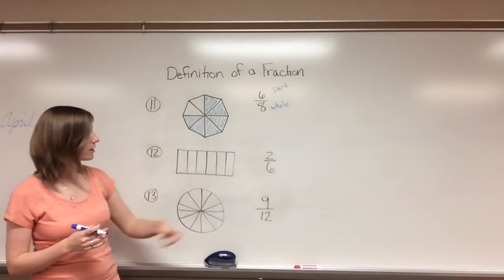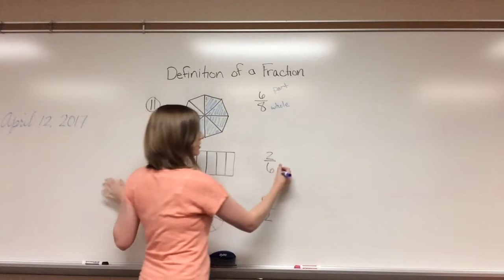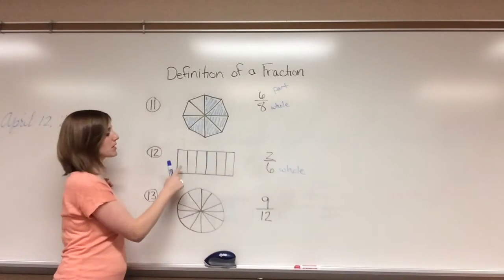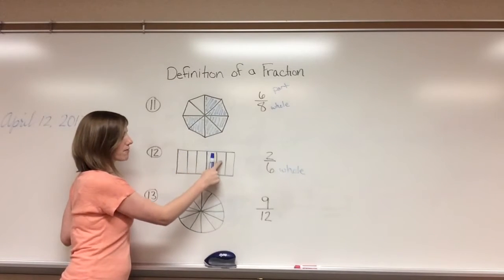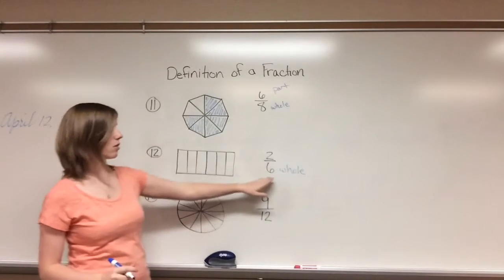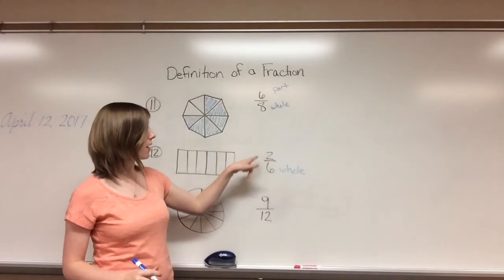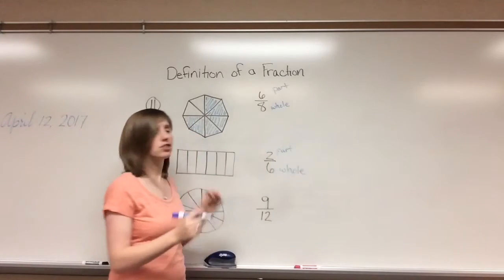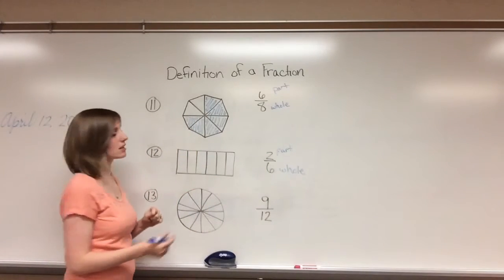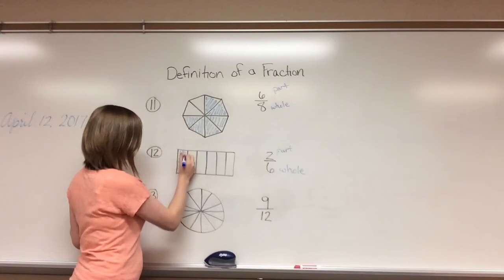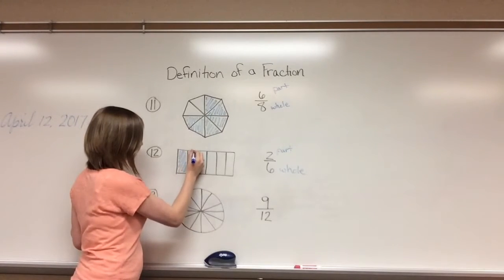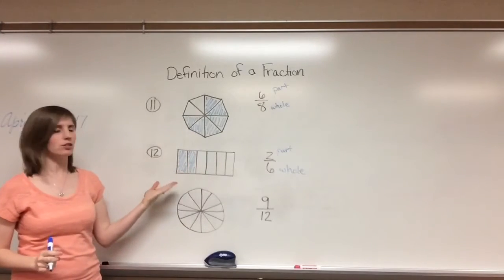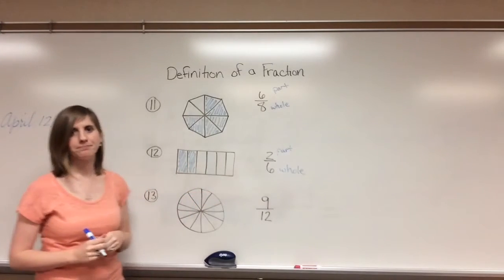Let's look at number 12. Our fraction is 2/6. So they're telling me already that the whole amount is 6, which if I look at my picture, there are 1, 2, 3, 4, 5, 6 pieces to make the whole picture. Now, 2 out of 6 means that our part is 2, so I should only shade in 2 of the 6 pieces. So let's go ahead and do that. Here's one piece, here's two pieces. 2 out of the 6. This is a picture to represent this fraction.